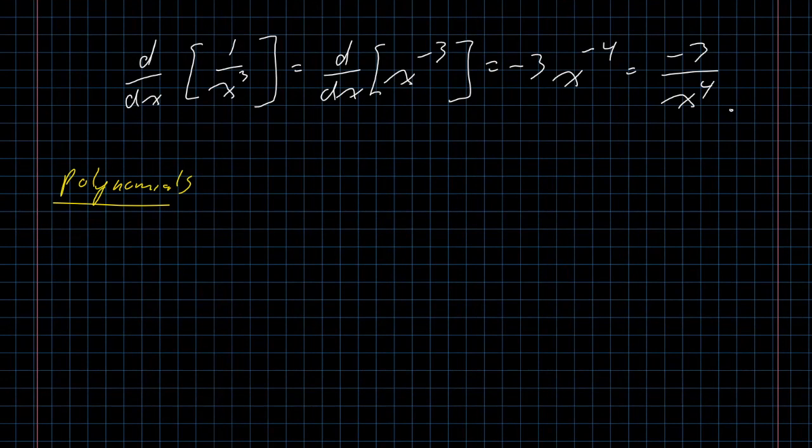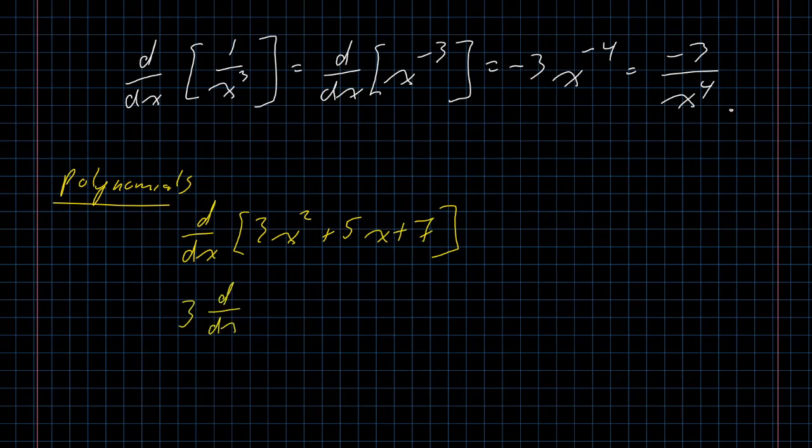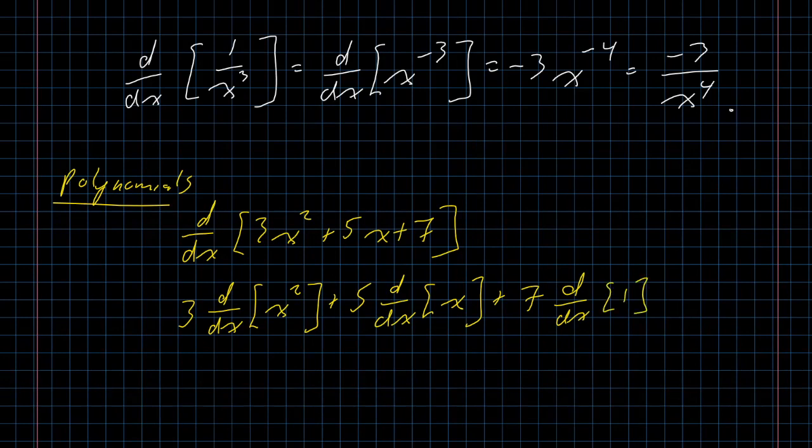Now that we have the power rule, we can extend our idea and also take the derivative of a polynomial. If I want to take the derivative of 3x squared plus 5x plus 7, I can use that property I mentioned at the beginning of class that we showed in a previous video. Linearity. The derivative of 3x squared plus 5x plus 7 is 3 times the derivative of x squared plus 5 times the derivative of x plus 7 times the derivative of 1.